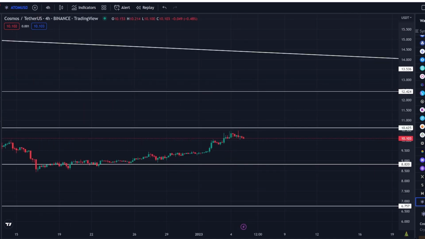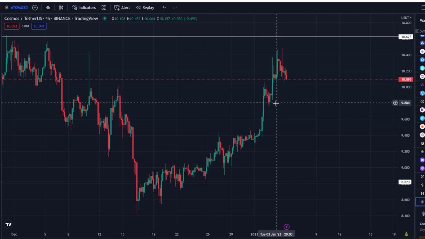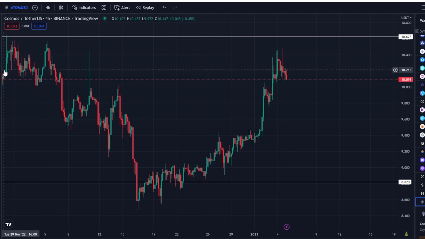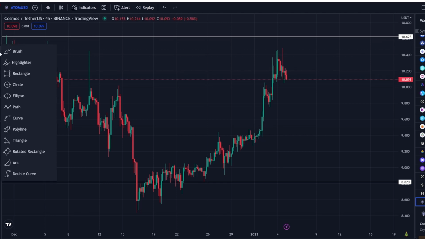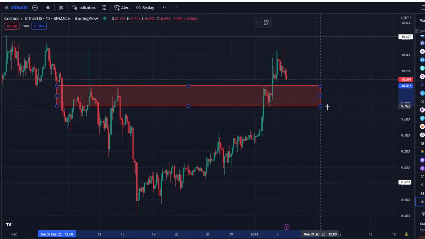Here's the 4 hour. As we start getting into lower time frames, we can start plotting boxes that represent ranges, because support and resistance aren't always just one line and one price. They're actually in a range. So to do that, we go over here to where the brush tool is and go to the rectangle. Just draw it like this.